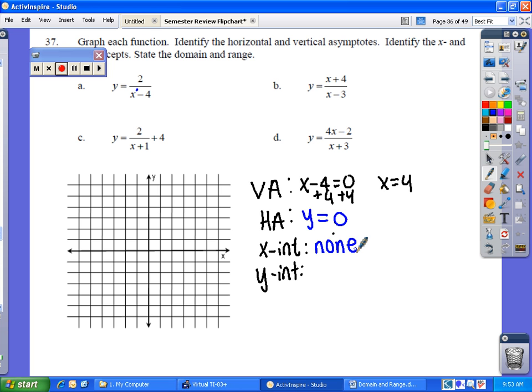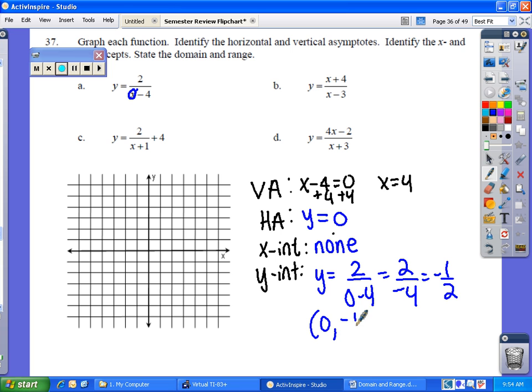The y-intercept is when you replace 0 for values of x, and you wind up getting that y is equal to 2 over negative 4, which is negative 1/2. So our y-intercept is at 0, negative 1/2.